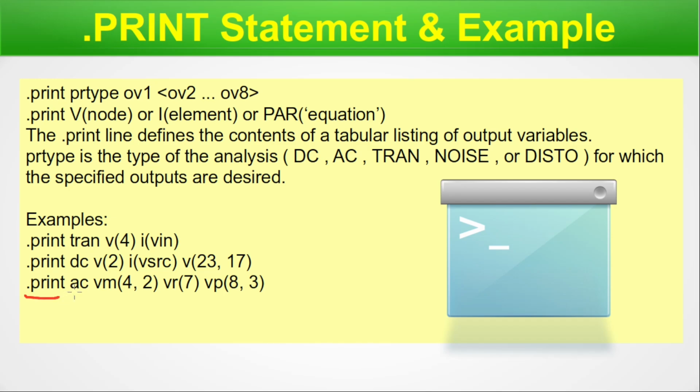Again, we have print and then we have AC type of analysis, and here again you can see this is VM. Again, this is between two nodes 4 and 2. VR is at a particular node 7 and VP is again between two nodes 8 and 3.